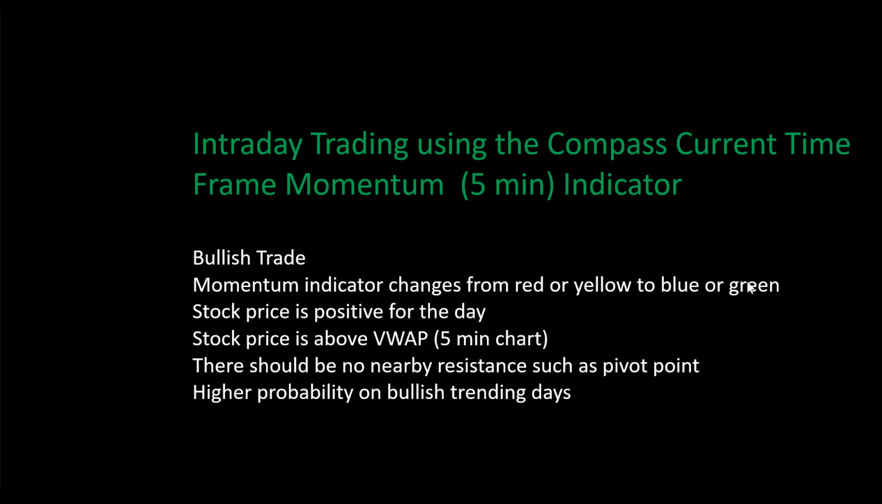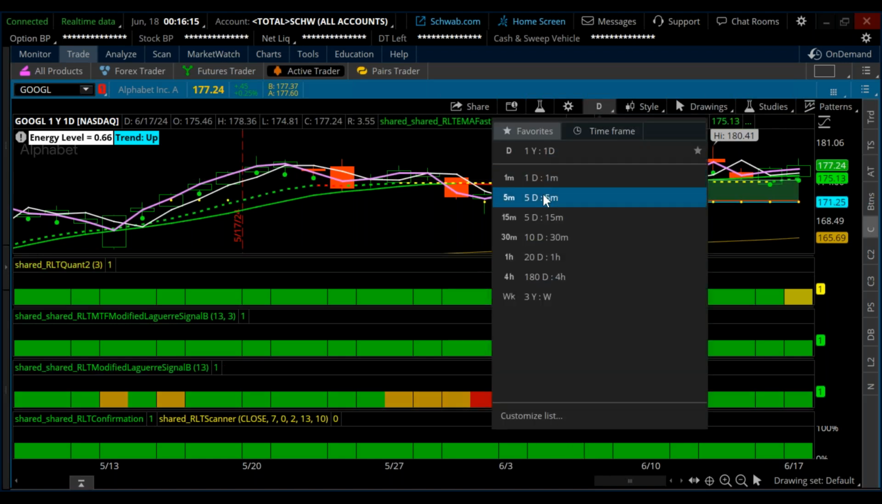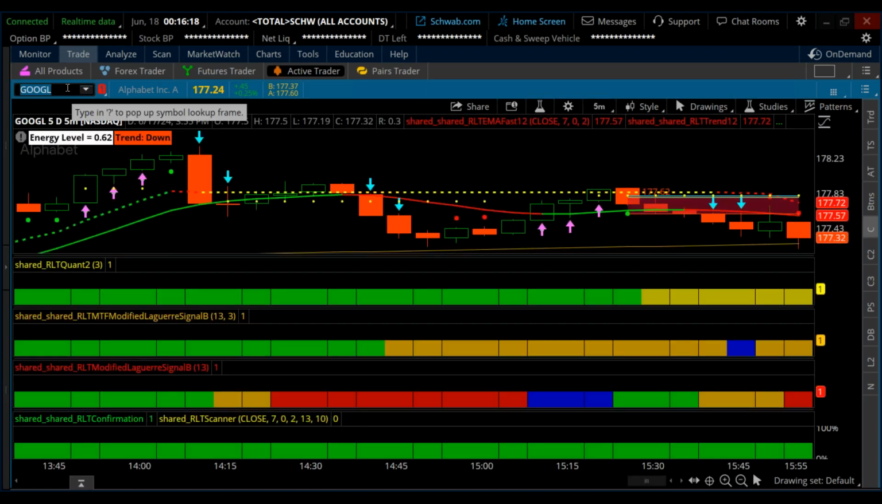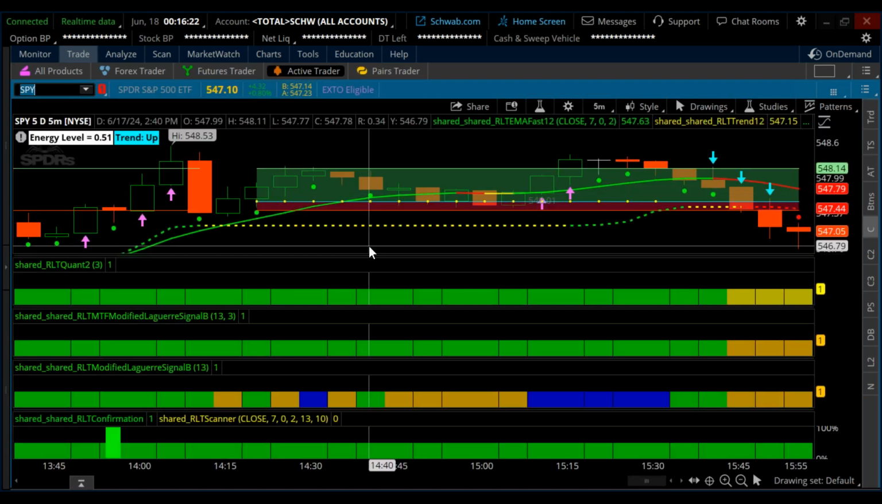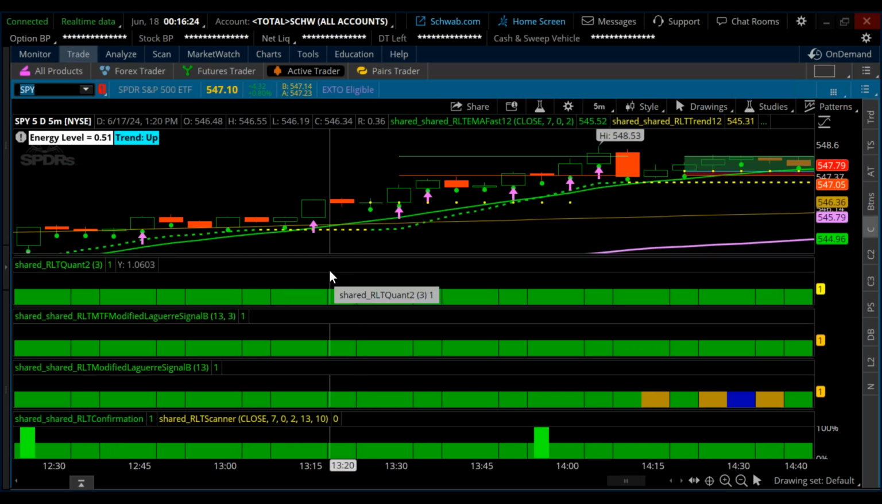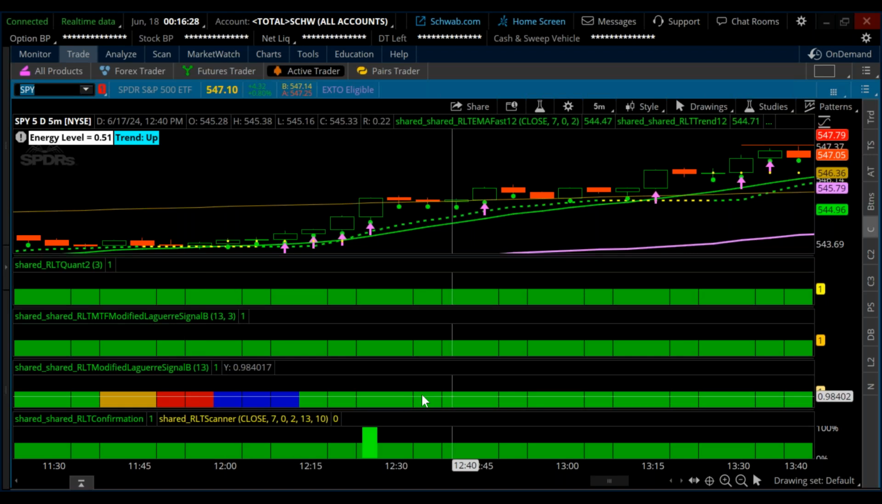All right, so let's switch to the SPY for a minute, to the Compass system. Here you go. So you're looking for these to switch. You see how this is a daily chart. Let me look at the 5-minute chart right here, and I want to show the SPY. Right, so we go back in time today. Now this is one I took today, and you see the color here. What we're doing is on the 5-minute, we're using the current time frame momentum right here.